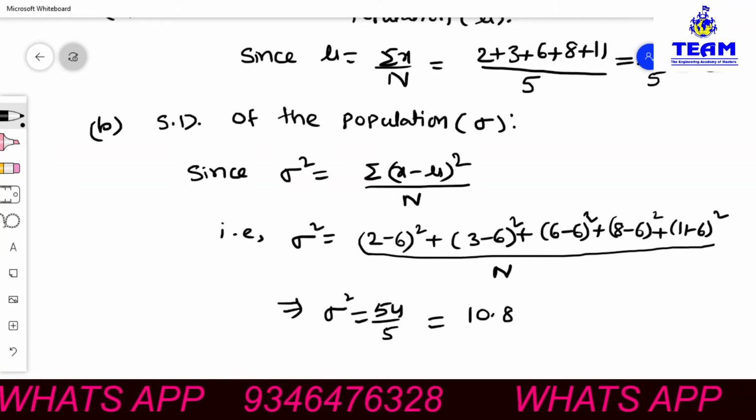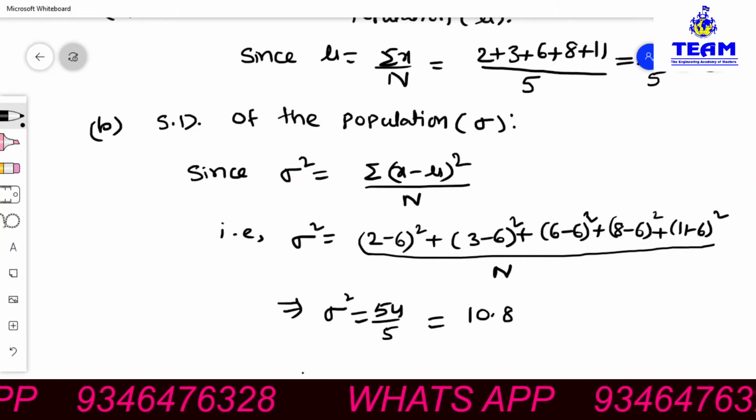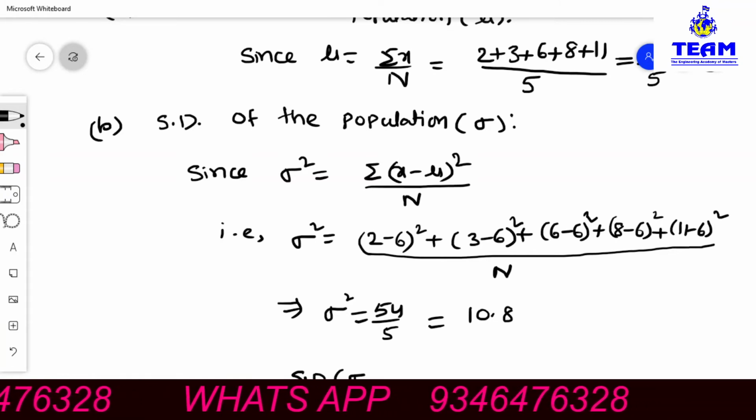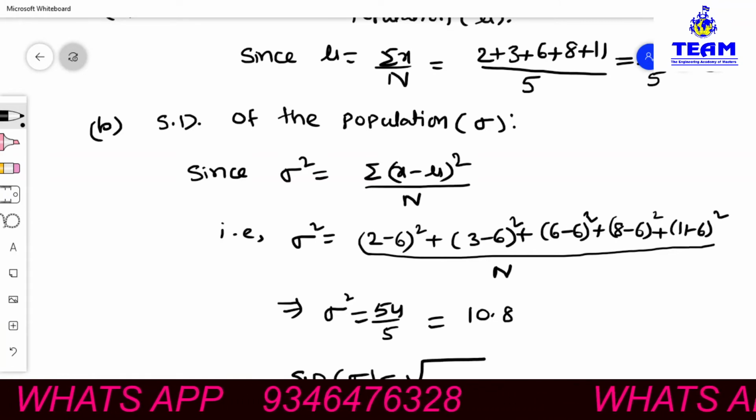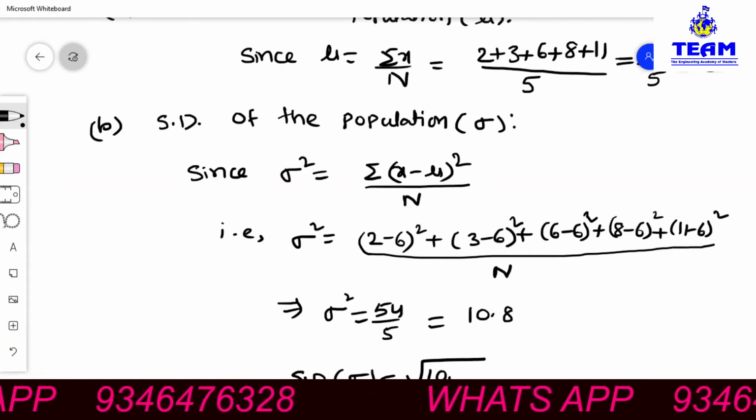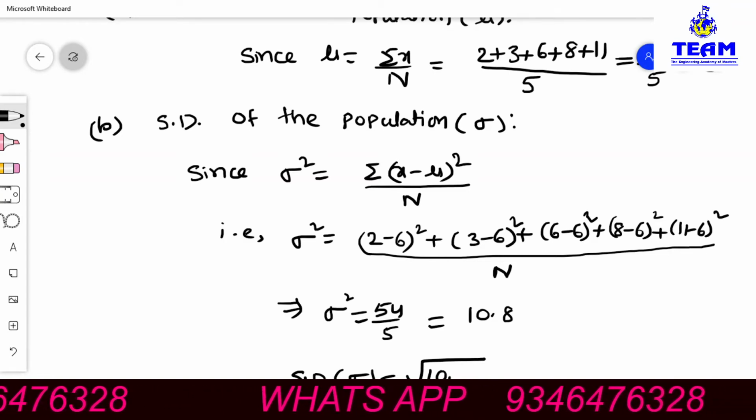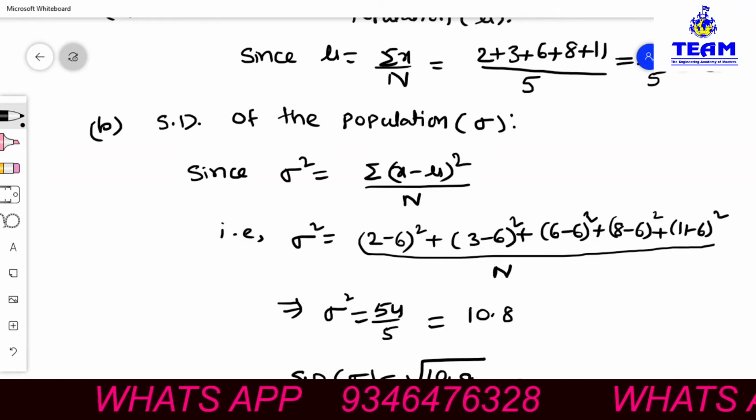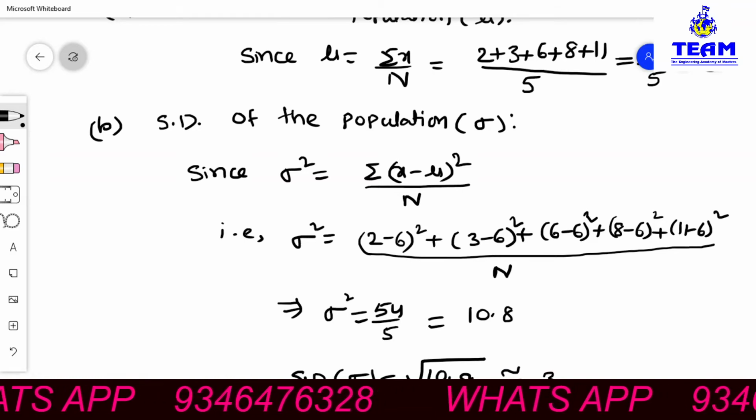Then standard deviation is nothing but sigma equals under root of 10.8, which is approximately equal to 3.29.